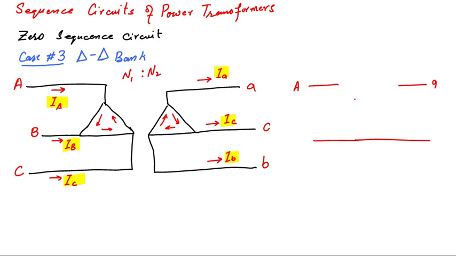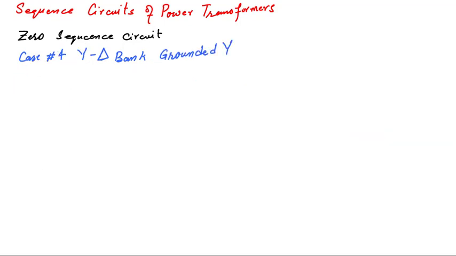This is the zero sequence circuit of a delta-delta transformer. There is no path for the flow of current from this high voltage terminal or from the low voltage terminal. But zero sequence current can exist in the form of circulating current. So that can be shown by drawing a loop. This loop shows that a current may exist within the delta, but it cannot either move out of the delta or flow into the delta. This is the zero sequence circuit of a delta-delta transformer. Case number 4, we have a Y-delta transformer bank where Y is grounded. It means the neutral of the Y side is grounded.